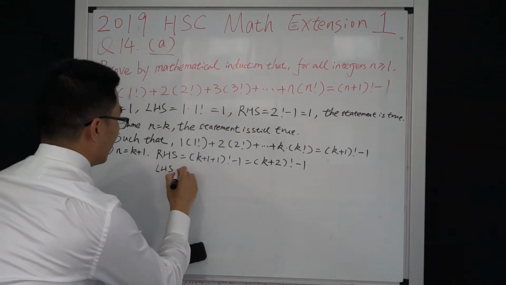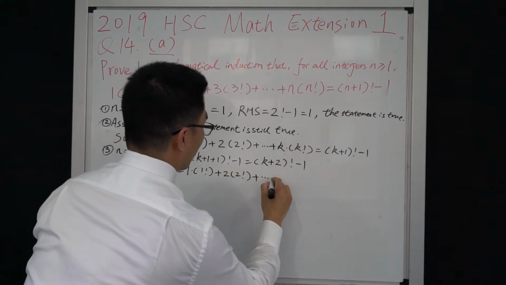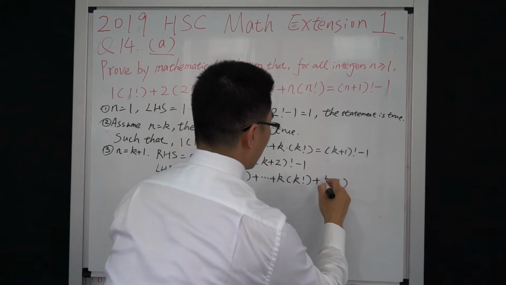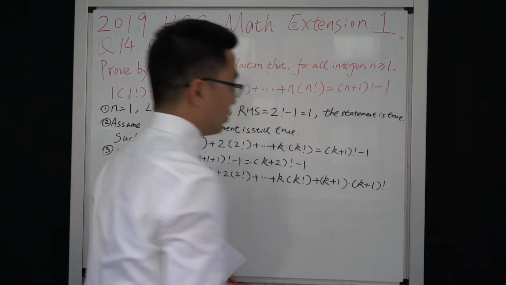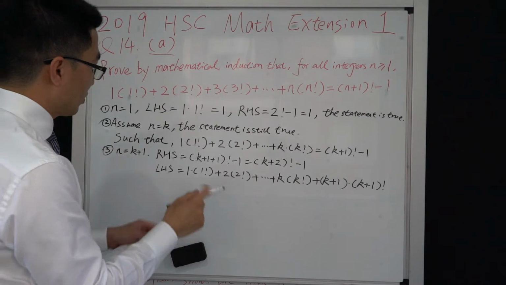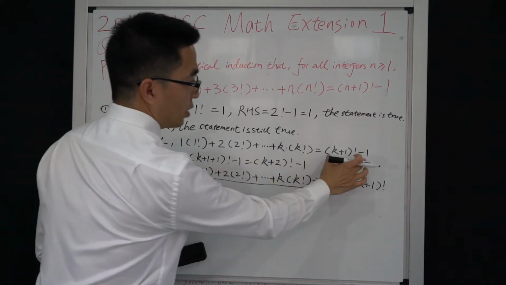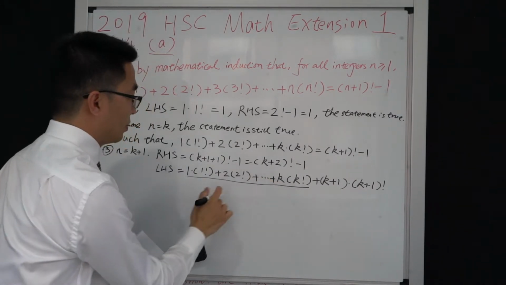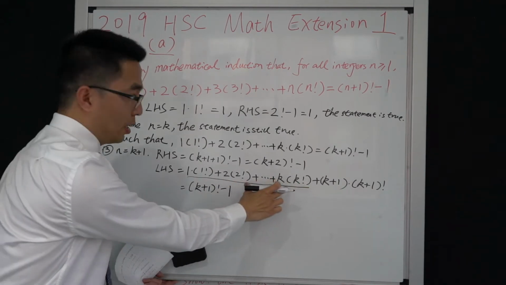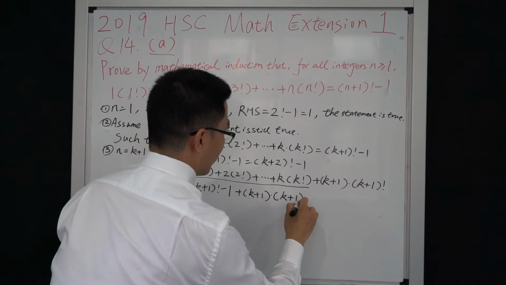The left hand side equals 1 times 1 factorial plus 2 times 2 factorial, up to k times k factorial, and then the last term is (k plus 1) times (k plus 1) factorial. Here's the last term, and here's the second last term. The first k terms are exactly equal to our assumption, so we use this part to replace the first k terms. So we have (k plus 1) factorial minus 1, plus the last term, (k plus 1) times (k plus 1) factorial.